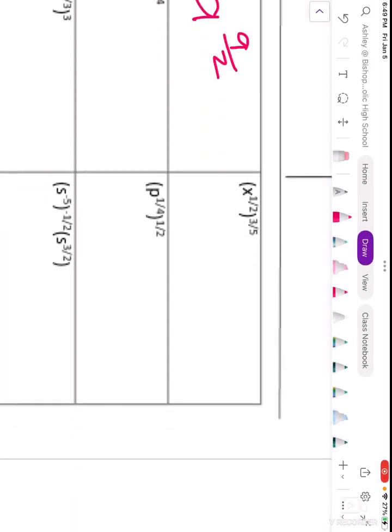Power to a power, so 3 halves times 3, that would be 9 halves. So a to the 9 halves. Power to a power, we're just multiplying the exponents. So multiply our numerators, that'd be 3. Multiply our denominators would be 10.